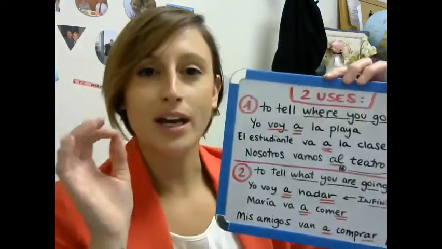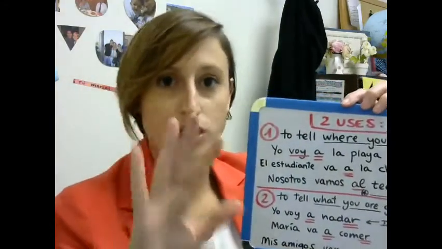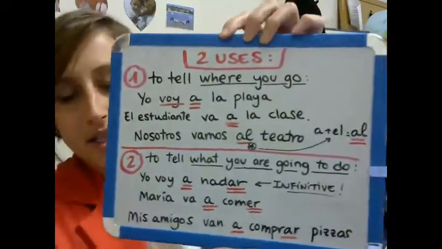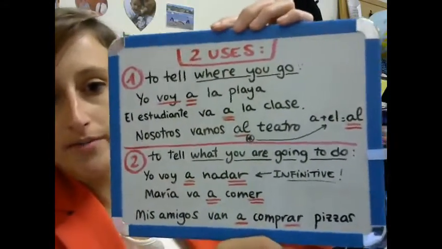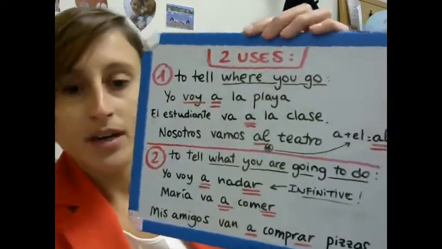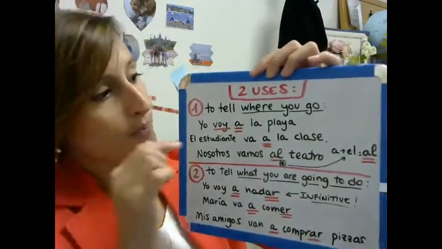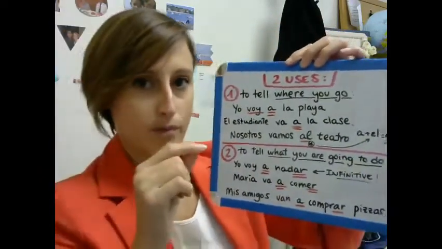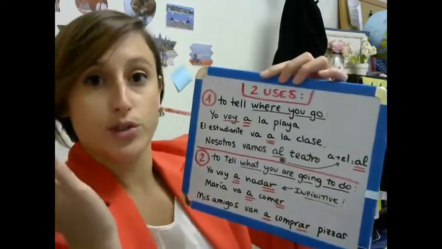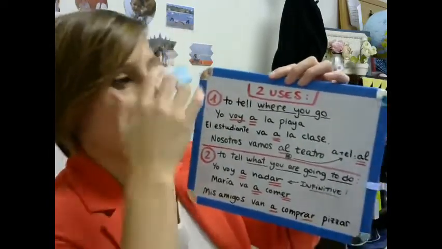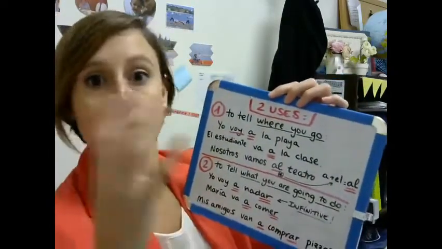Now, when do we use ir? There are 2 uses. You can always pause this video and read these examples or the uses. Number 1. We use the verb to go to tell where you go. I go to school, I go to the beach, I go to the restaurant, I go to the hospital, anywhere.